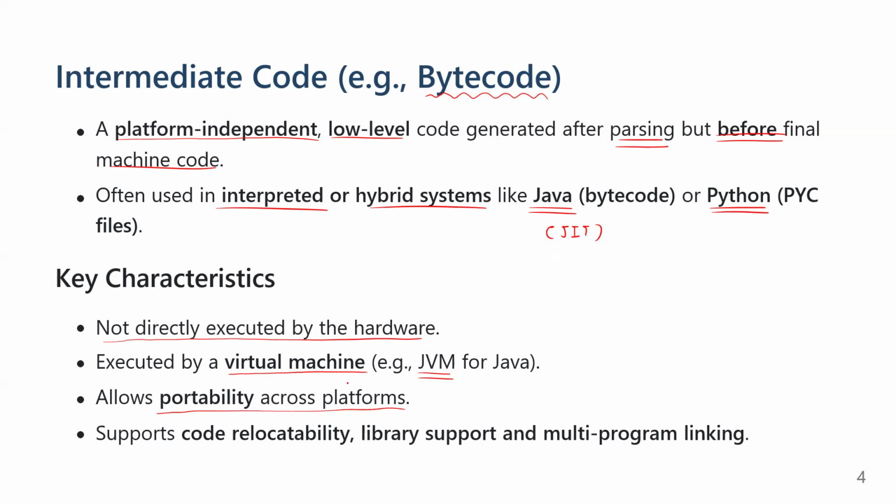And last but not least, intermediate code allows for code relocatability, which means that code can be moved across different memory addresses, or the memory addresses of the code can be updated because it's executed by the virtual machine at a later point. It supports a wide range of libraries which can be linked during runtime. And it also allows for multiple programs to be linked during runtime, because at the end of the day, it's the virtual machine and the respective interpreter that's actually executing this intermediate code. It's not executed during compilation.